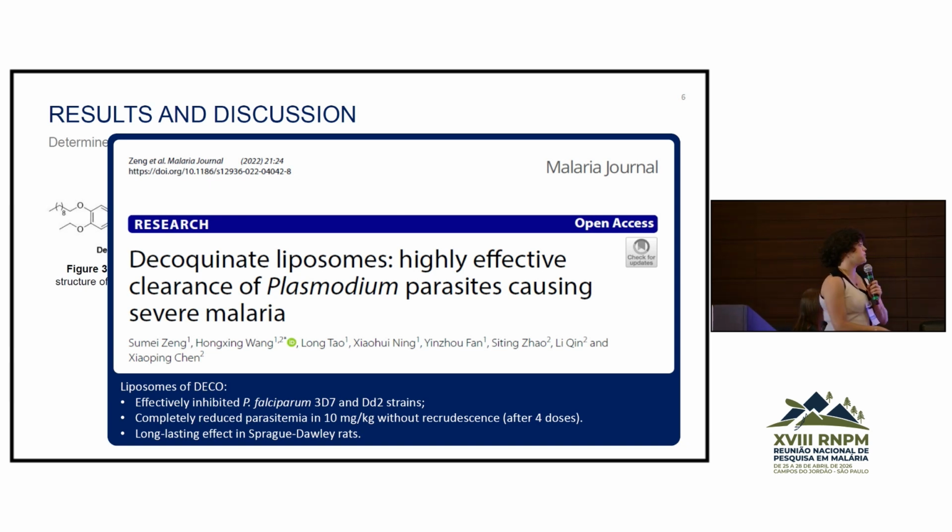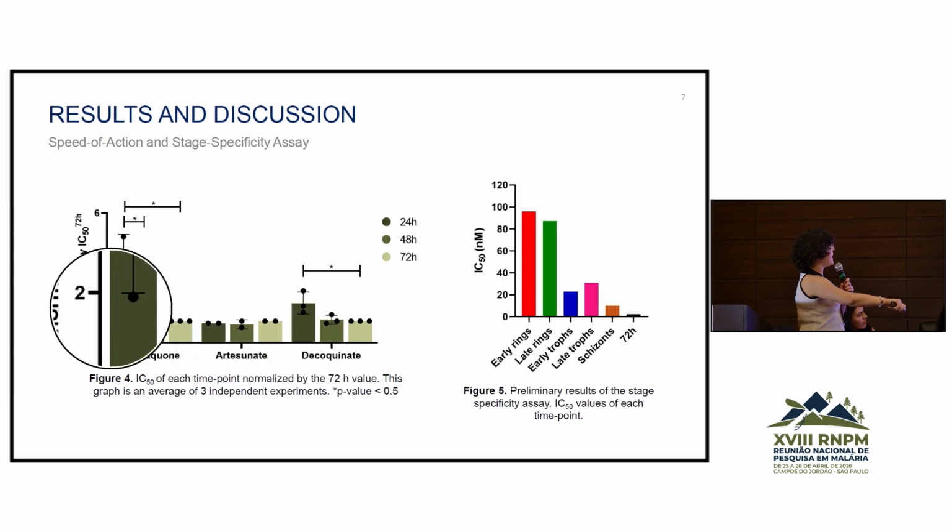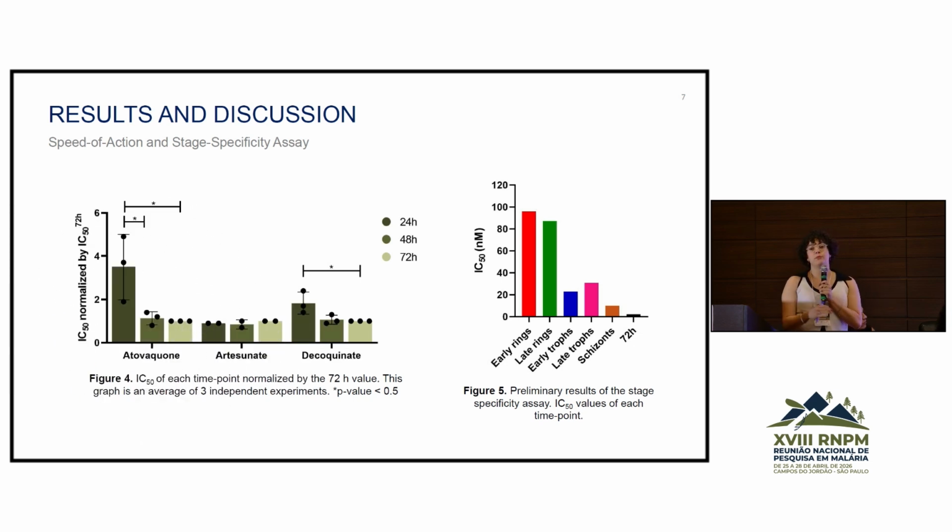So here I'm going to show you the results we obtained in lab. At first, we wanted to determine if this compound has a fast or slow action. First, we had the speed of action assay. You may see IC50 defined after exposure at different times. We had the parasite exposed at different times, and the compound presented a profile that was similar to atovaquone. 48 hours for the maximum effect, and this is showing us that this is a slow compound.